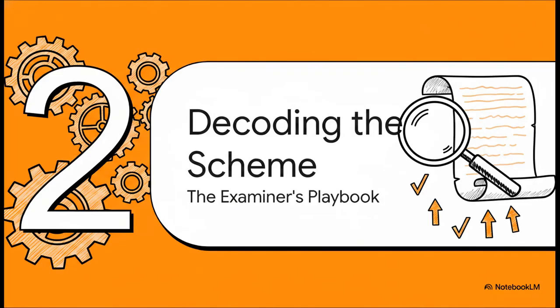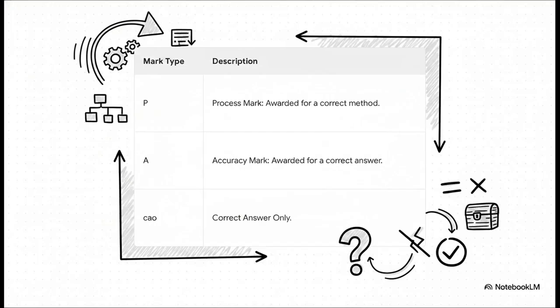Now for the really juicy part. We're going to look at the official mark scheme. This isn't just about finding the right answer. It's about understanding exactly what steps an examiner is looking to reward you for along the way. You'll see the marks are split into P for process and A for accuracy. This tells you something so important. Showing your method, your thinking, is just as critical as getting the final number right. And that little CO means correct answer only. So no marks for a lucky guess if your working out is wrong.